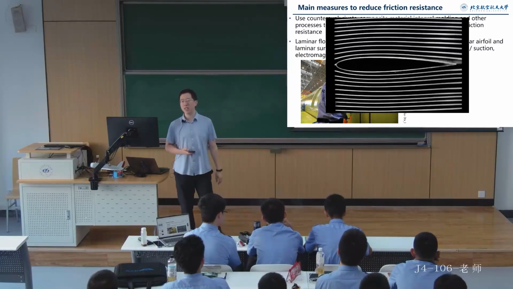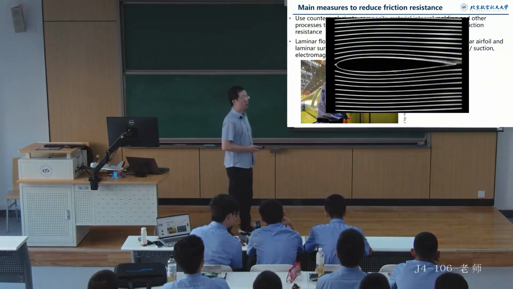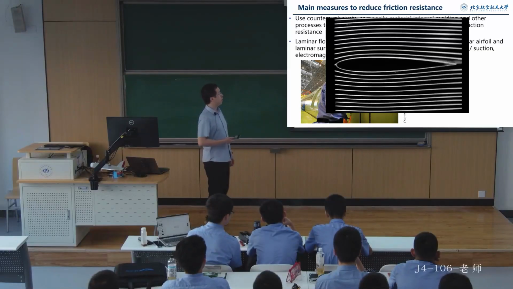Right? The shear between layers causes this part of the drag. The next type of drag is also caused by the boundary layer, but this drag is different from the previous shear drag. This main drag, we call it pressure drag. Let's take a look at how it comes about.